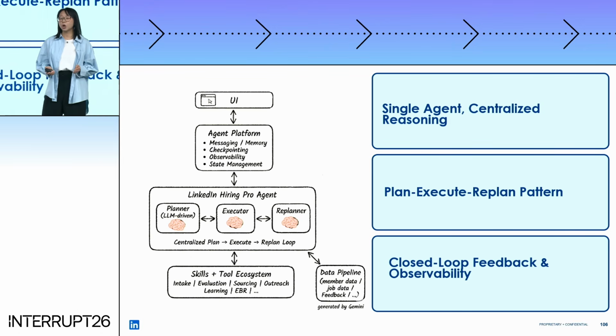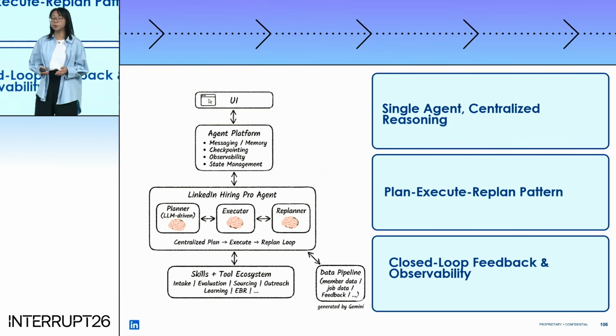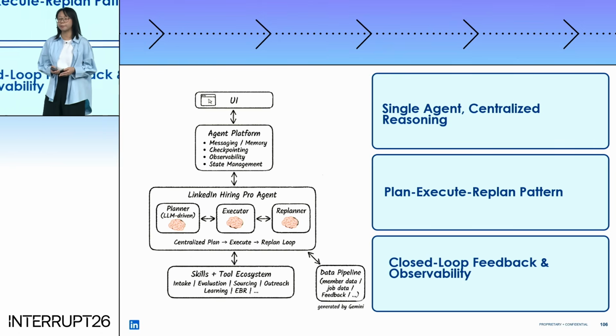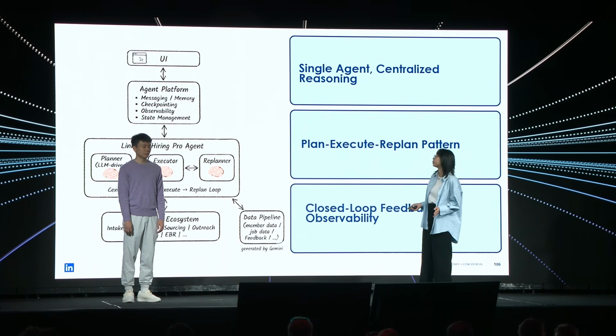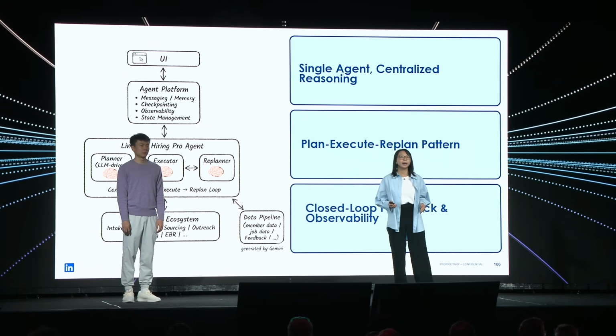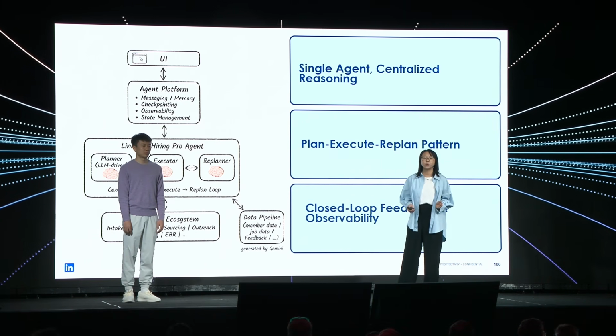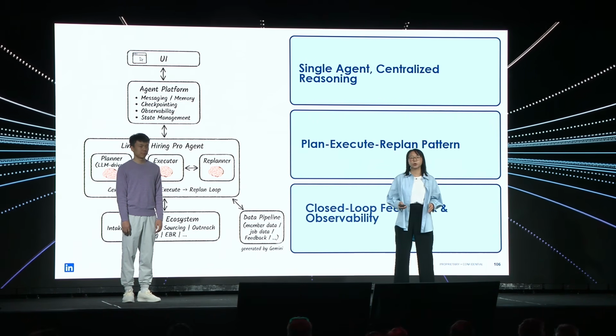And finally, we ensure continuous improvement through a closed-loop feedback and observability, which we will talk a little bit more about later. Overall, our system is really simple, but backed up by strong tools and skills, we are able to fulfill all the requests from our users.